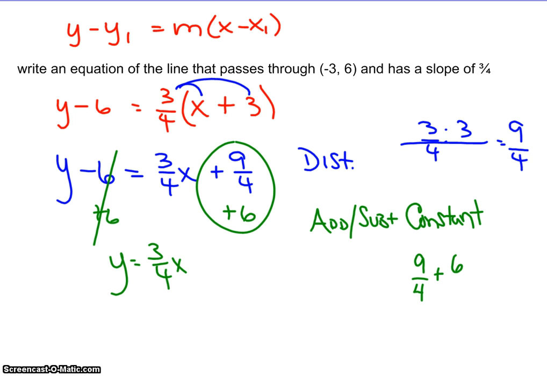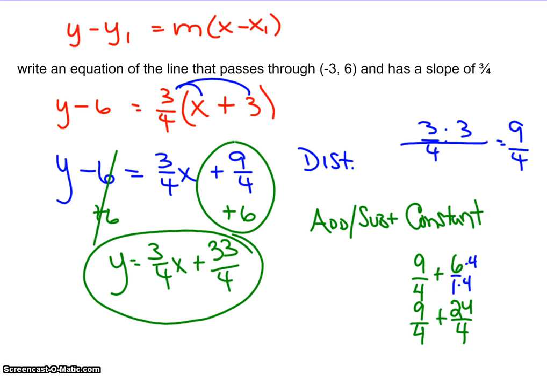Or the other idea again is when we add, we need to have a common denominator. Since this was over 1, I had to multiply the bottom by 4 and the top by 4. So when I take the 9 and the 24, I get 33, and your denominator stays the same. Now, the question comes up, could I have multiplied everything by 4 to get rid of the fractions? Yes, but then I would have had to divide by 4 again, so I had 1y, and y by itself.